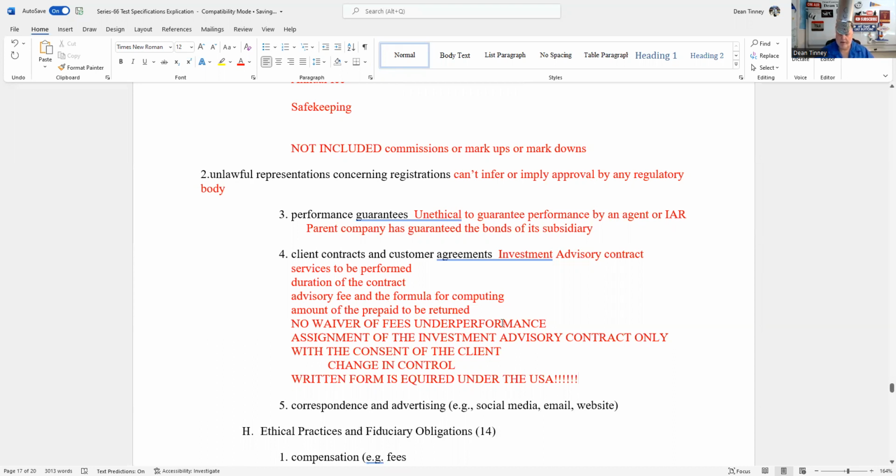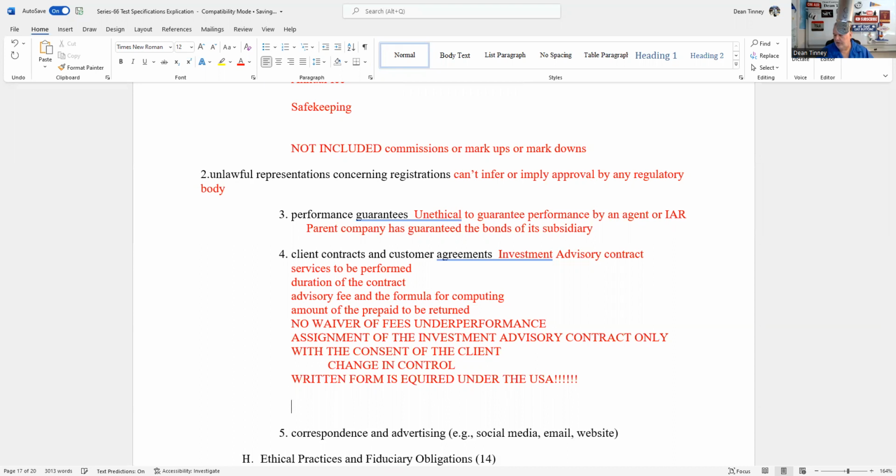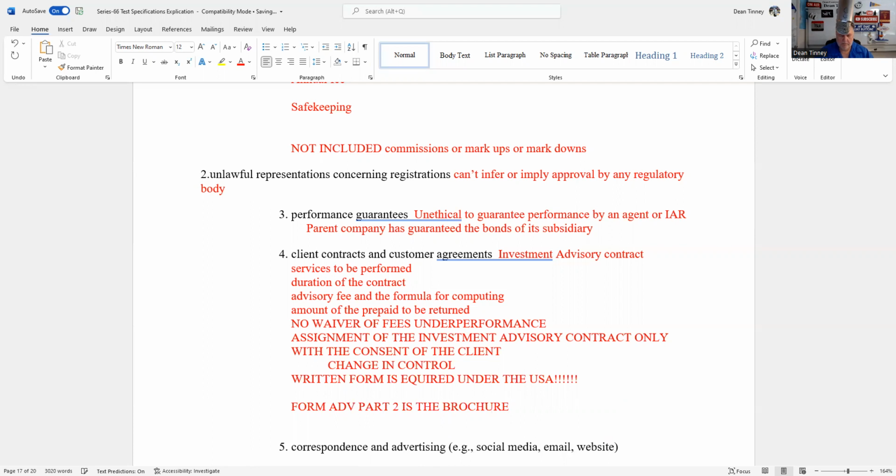And then remember, we're going to use either Form ADV Part 2A and 2B as our brochure. So let's put that in there. Form ADV Part 2 is the brochure, or we can use our own brochure if we want, but if you're going to use your own brochure, it's got to have everything in there. So 2A describes the firm.